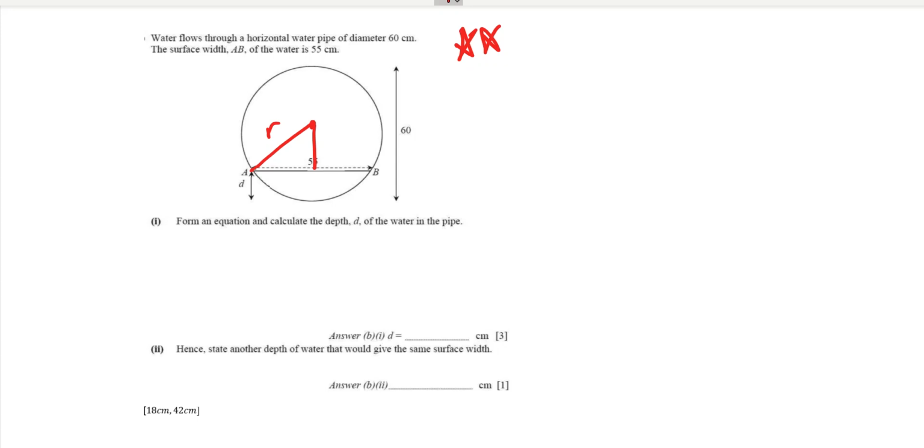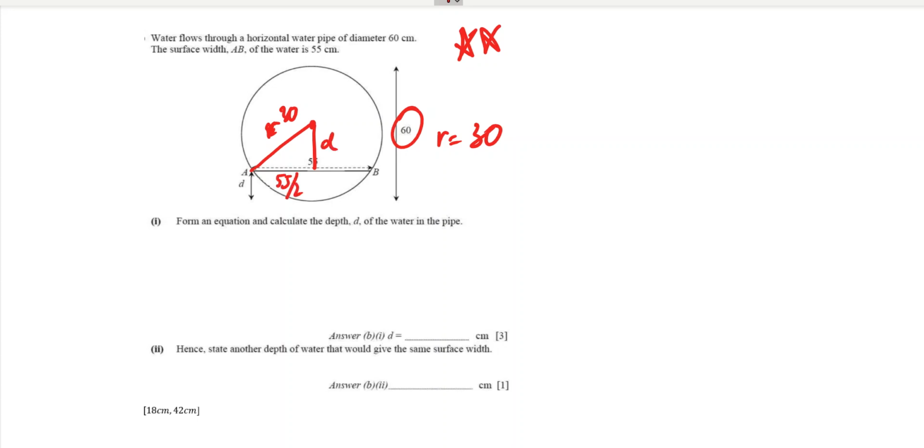In this case it's pretty simple because the radius has already been given. This is the diameter, which means that the radius is equal to 30. Okay, so this is equal to 30. And then this is 55 divided by 2.